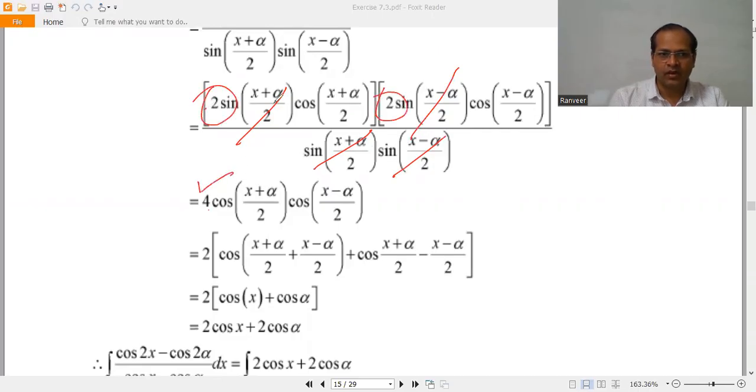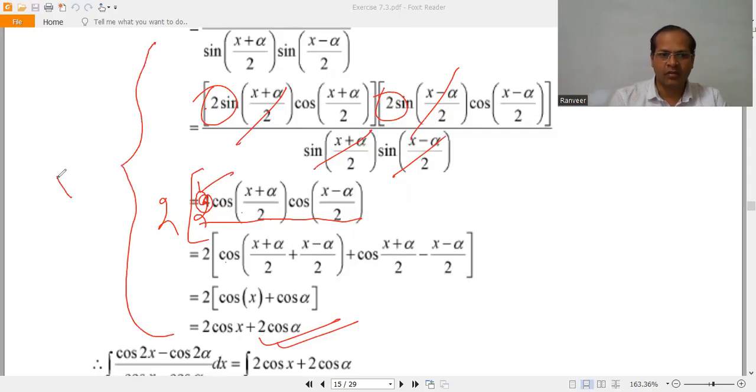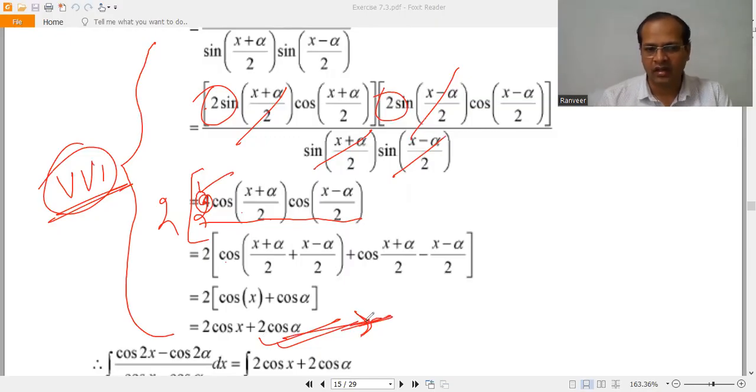This is nothing but 4 cos((x+α)/2) cos((x−α)/2), and this is the value 2 cos(α/2). Now this is in cos A into cos B format. So 2 into 2, 2 will come outside, and for this we can write the formula cos(A+B), cos(A−B). Now at the end we got this value. In this type of integration, this transformation is the most important part, and bringing it up to here is the main important part in trigonometric integration.